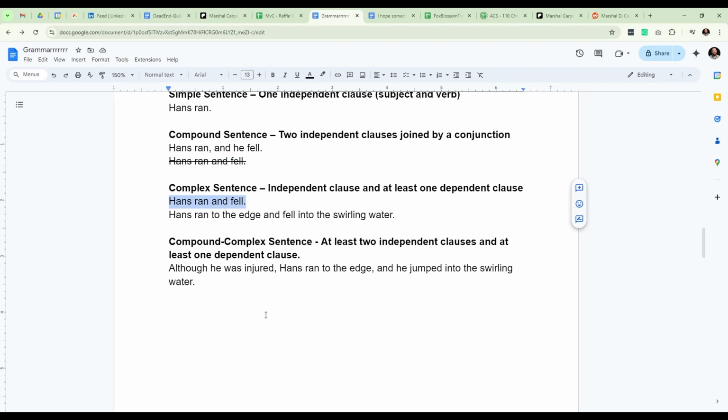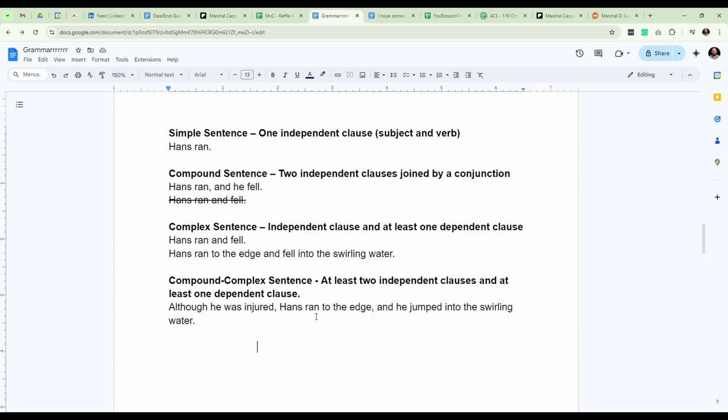So you have a sentence that can stand by itself attached to another verb that needs that sentence to make sense. So if we put that into a little more practical bit of writing, "I wouldn't have fell into the swirling water" can't stand by itself, because without the subject, it doesn't make sense. So we have an independent clause and a dependent clause. And then a compound complex jams all of that together to make a big meaty sentence with a lot of verbs.